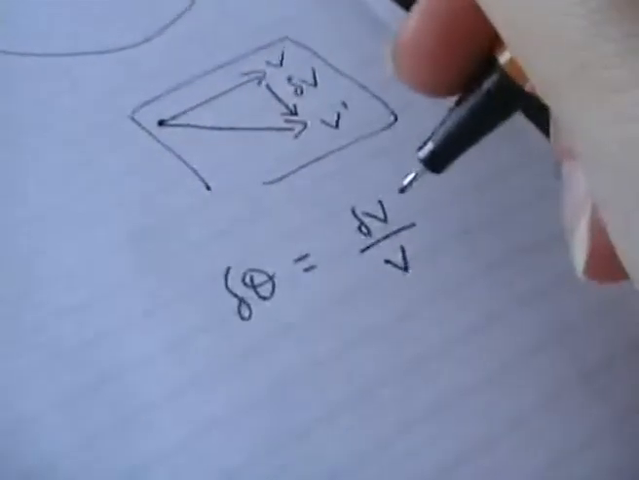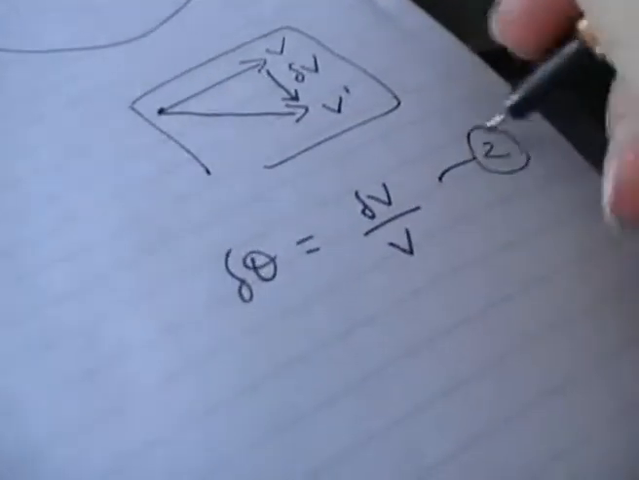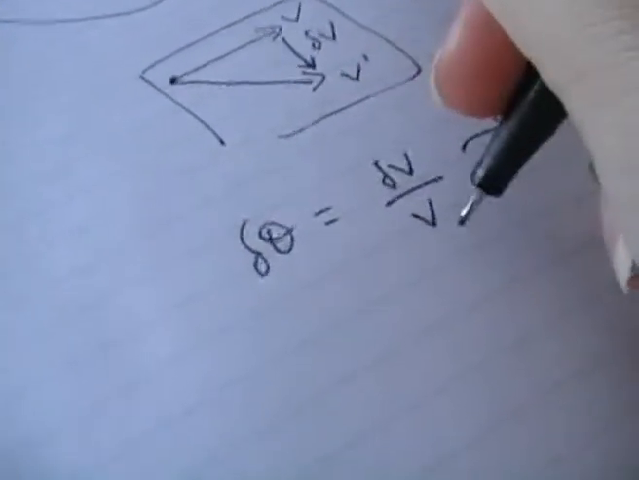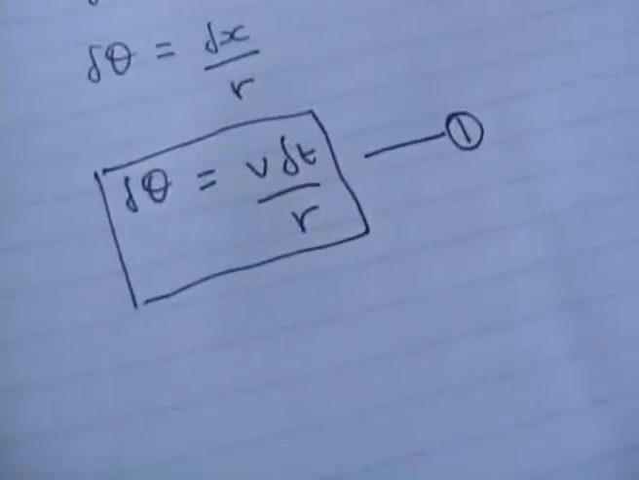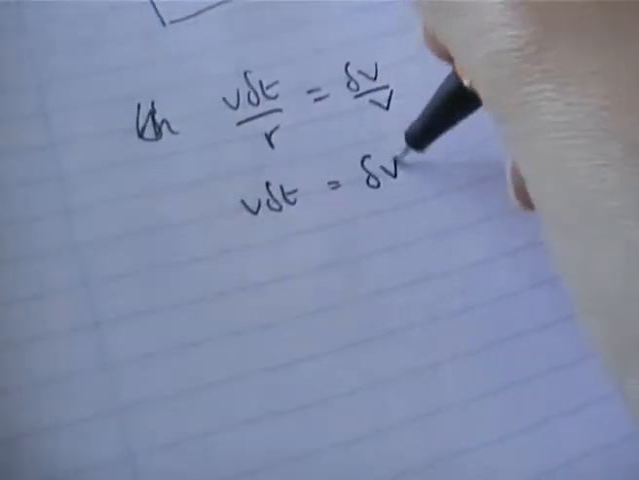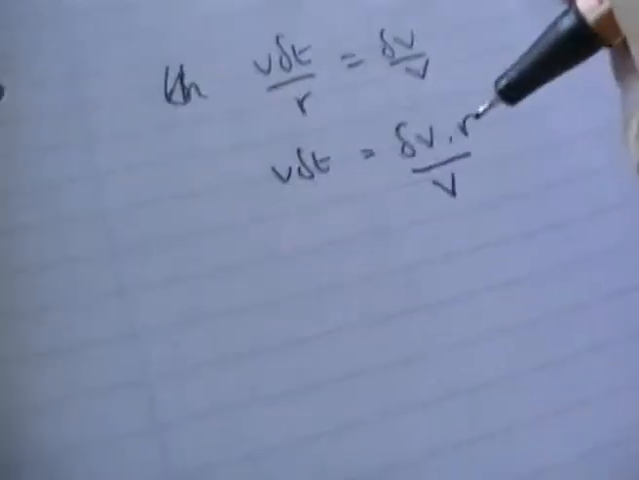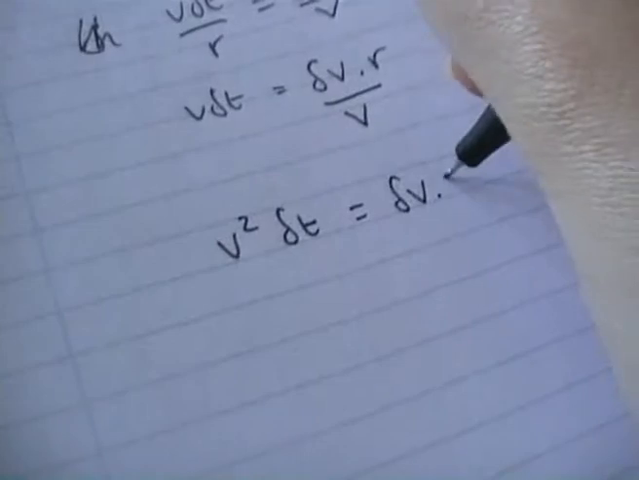So now we have two expressions for delta theta. We have delta theta equals delta v over v, and we also have delta theta equals v delta t over r. So let's equate these two. So now we have v delta t over r equals delta v over v. Now let's multiply through by r. So we have v delta t equals delta v times r over v. And now let's multiply through by this v. So now we have v squared delta t equals delta v times r.